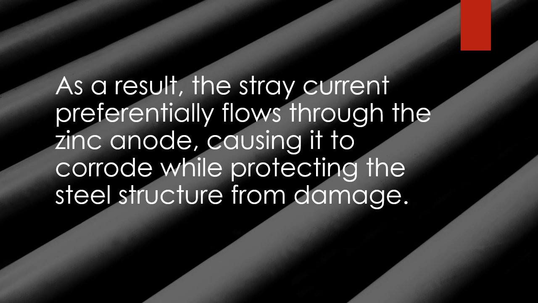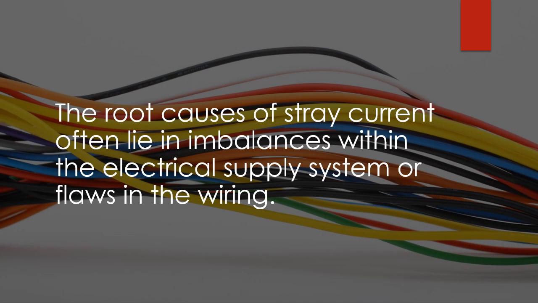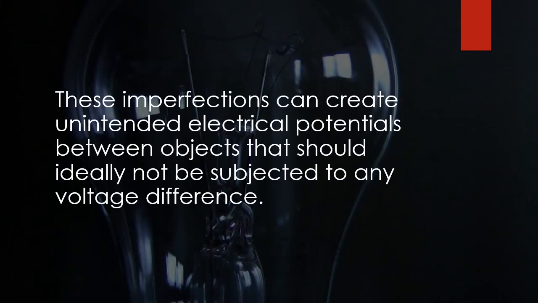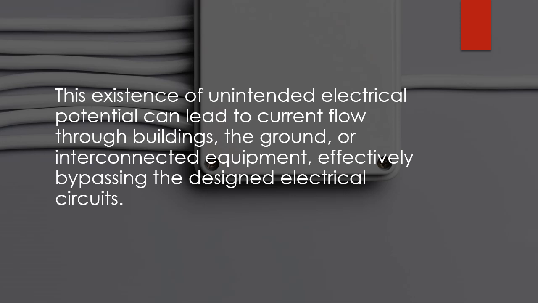The root causes of stray current often lie in imbalances within the electrical supply system or flaws in the wiring. These imperfections can create unintended electrical potentials between objects that should ideally not be subjected to any voltage difference. This existence of unintended electrical potential can lead to current flow through buildings, the ground, or interconnected equipment, effectively bypassing the designed electrical circuits.